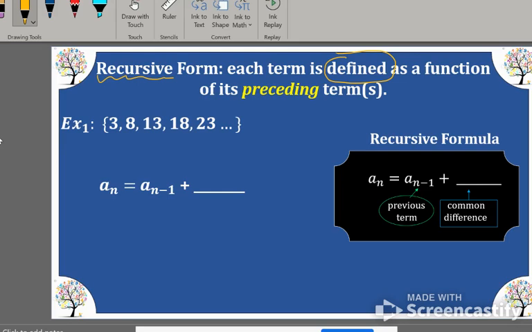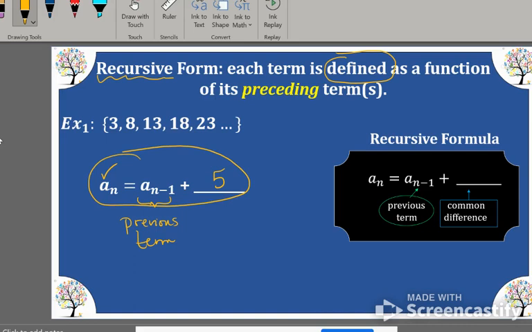A sub n, my output, my term value equals A sub n minus 1. And this is always written like this. The n minus 1 just means the previous term. You will not plug anything in here. This just represents the previous term plus your common difference will give you the current term. So we are simply going to input the common difference, which is 5. So this is simply a fill in the blank.